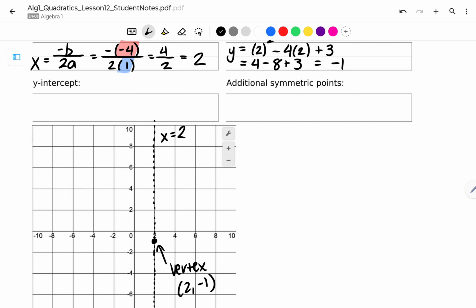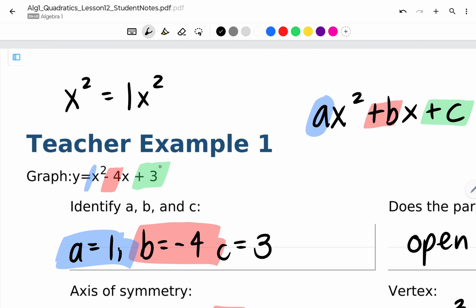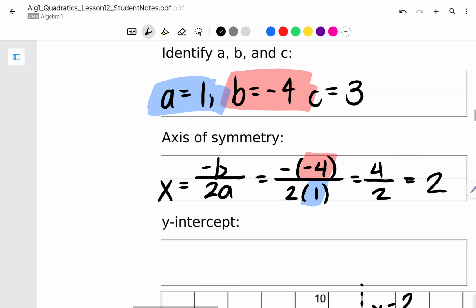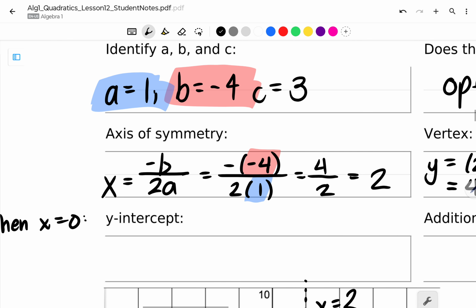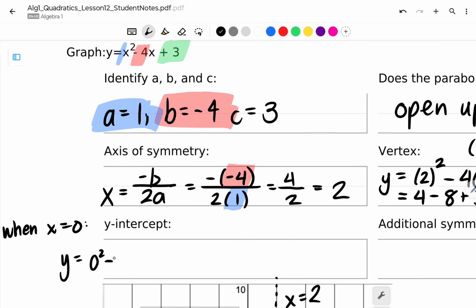The y-intercept: does it cross the y-axis at any point? Yes, it does here. Remember, y-intercept means that the graph crosses the y-axis. So it only crosses the y-axis when x is 0. I'm going to show my work for this, but next time you do not need to show your work. 0 squared minus 4 times 0 plus 3. So you can kind of tell right away where that y is going to end up. 0 squared is 0. 4 times 0 is 0.